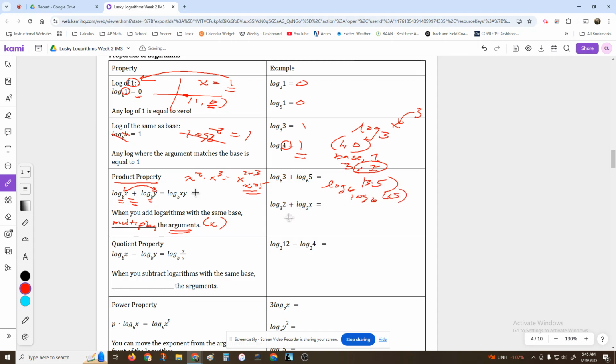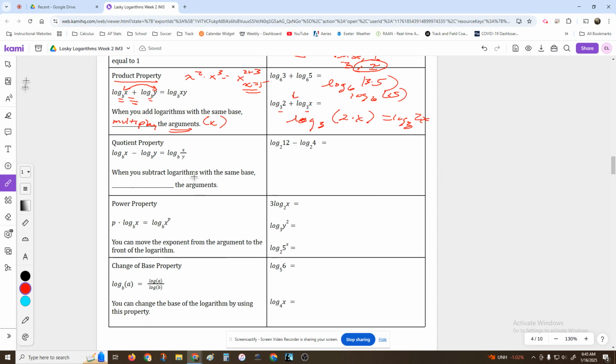This one, we look at this, same idea. We have the same base, and we're adding, so we multiply. So we get log base 3 of 2 times x, and so we get the log base 3 of 2x. We're just using our ideas of what we had for exponents and making it the same.